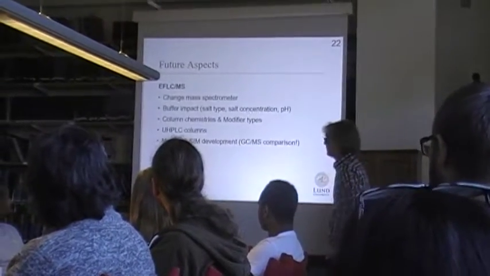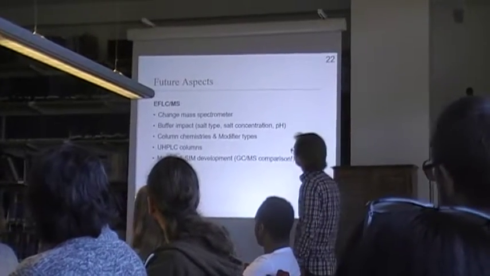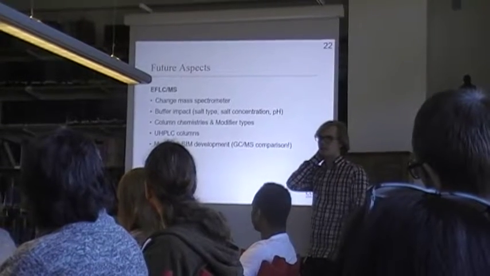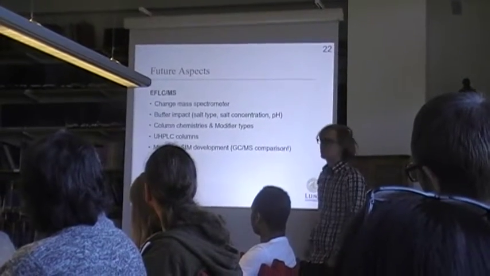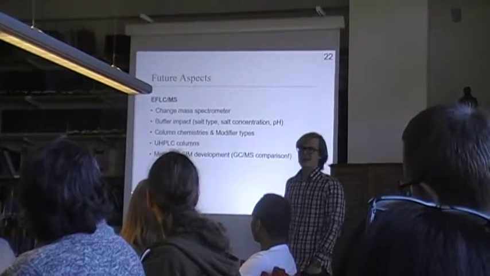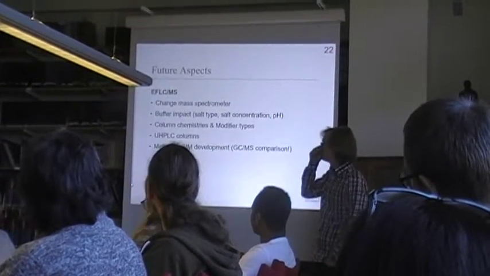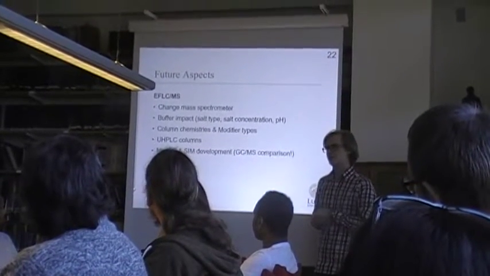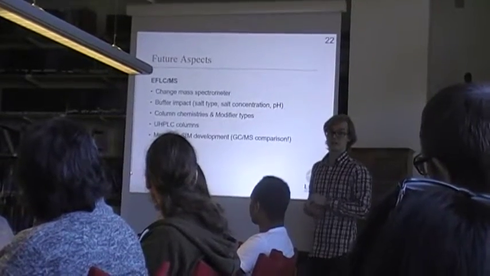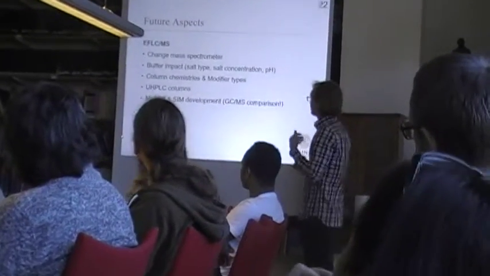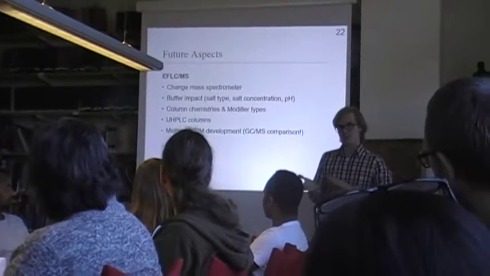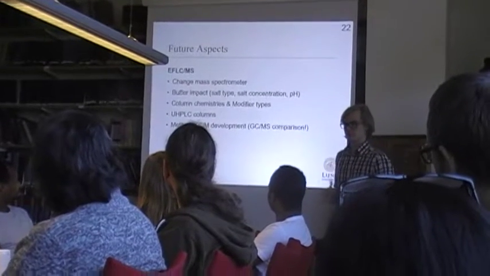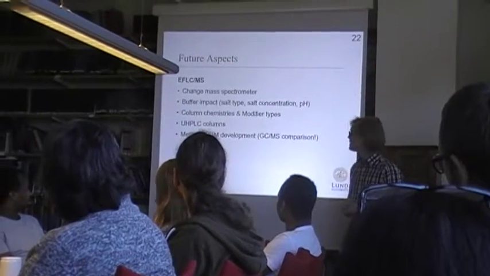And as for the future aspects here, as it stands right now, the EFLCMS method is at quite an early stage in its development. This has been mainly due to some technical difficulties with the mass spectrometer and also due to a lot of time constraints. But if I were to move forward with this project, the first thing I would try to assess is, could I detect more metabolites with my EFLCMS method? And I would try to do this by maybe operating my mass spectrometer in negative mode, or I would change the mass spectrometer altogether because I've been experiencing some technical difficulties with the QDA in the past.